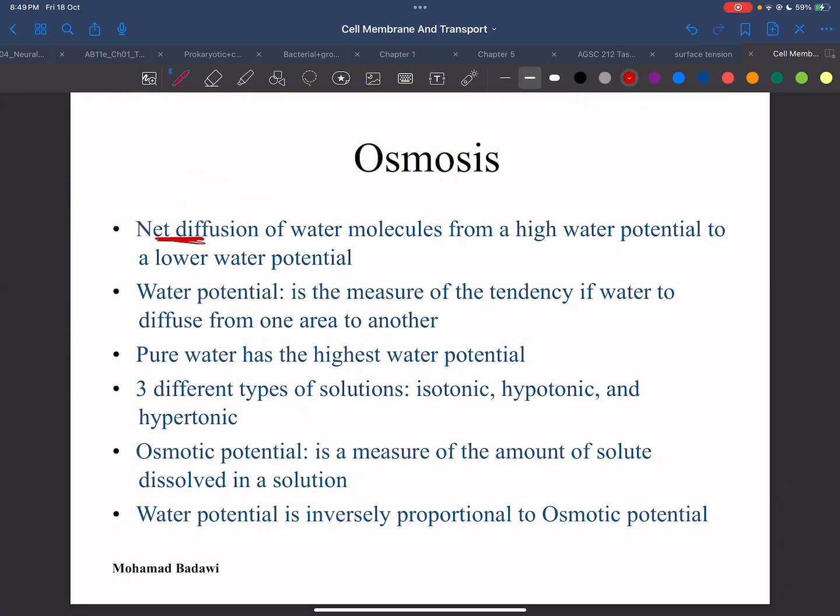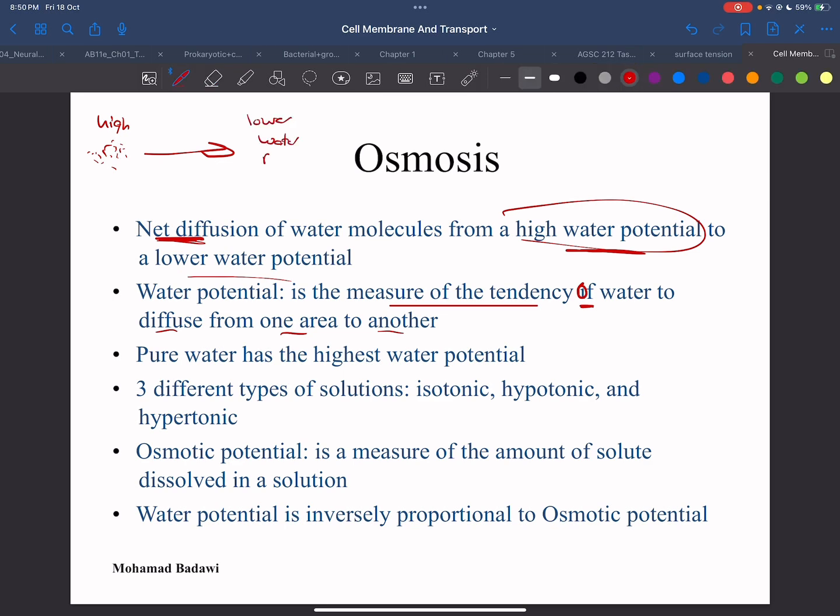So osmosis is the net diffusion of water molecules from a high water potential to a low water potential. Now, what does water potential mean? Water potential is basically the measure of the tendency of water to diffuse from one area to another. So what does that mean? If I say I have a high water potential, that means the water has a high tendency to diffuse. So if I have a high water potential, means I have a lot of water molecules, so they're going to have a high tendency to diffuse by osmosis to a place where there is lower water potential.